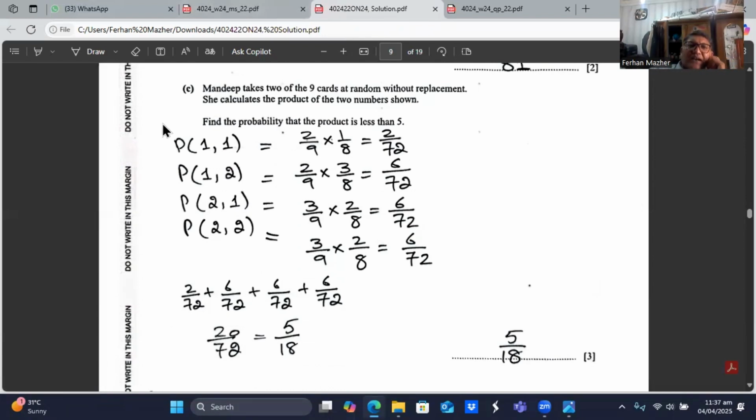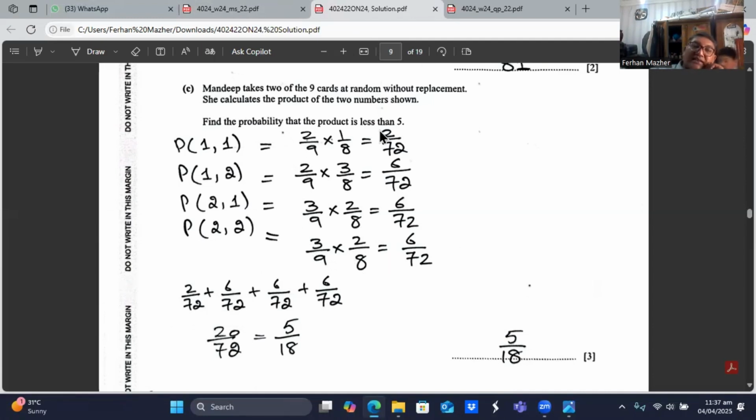So the probability of getting 1, 1 without replacement is 2 by 9 multiplied by 1 by 8, because the total will change, the number of ones will also change. So this will be 2 by 72. The probability of getting 1, 2 will be 2 by 9 multiplied by 3 by 8, so that will be 6 by 72. The probability of getting 2, 1 will be 3 by 9 multiplied by 2 by 8, and that will be 6 by 72. The probability of getting 2, 2 will be 3 by 9 multiplied by 2 by 8. That is 6 by 72.